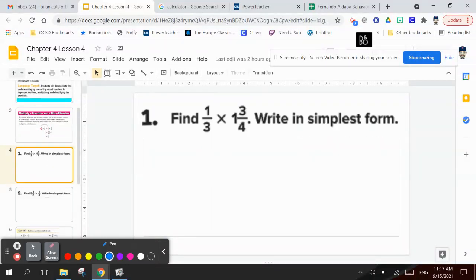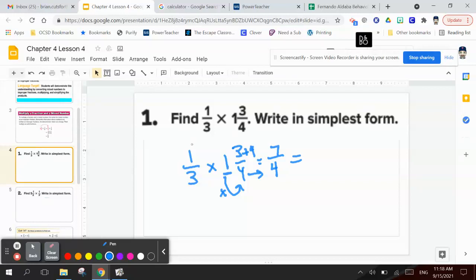So we look at example number 1. Find 1/3 times 1 3/4 and write it in simplest form. Before I can multiply, I have to change 1 3/4 to an improper fraction. So I take 1 times 4. 1 times 4 is 4. I add that to my numerator. 3 plus 4 is 7. The denominator is the same, 4.